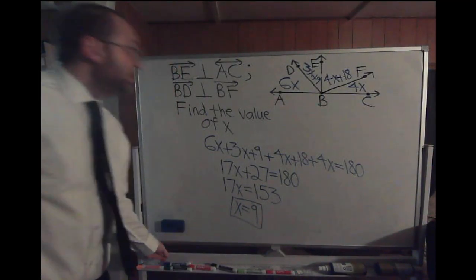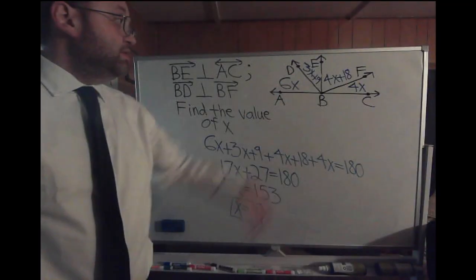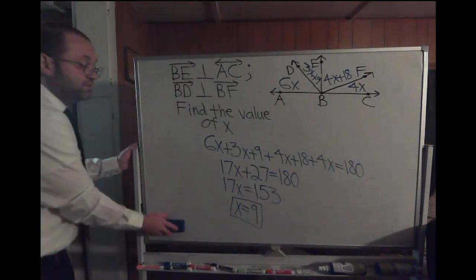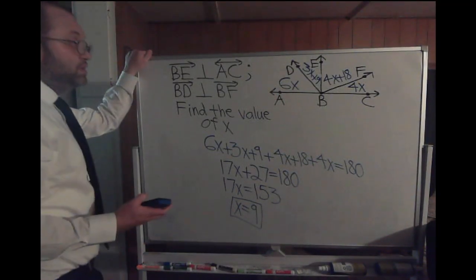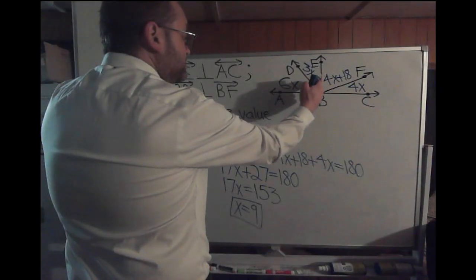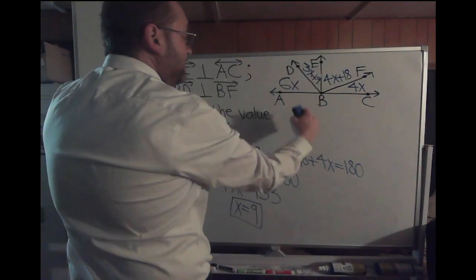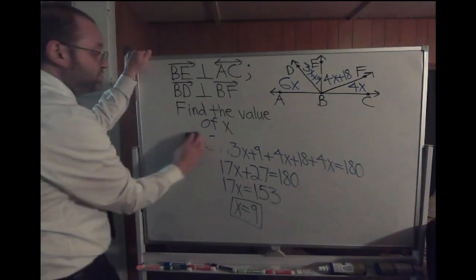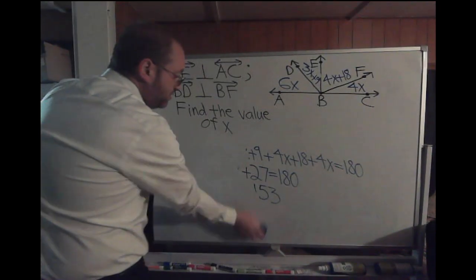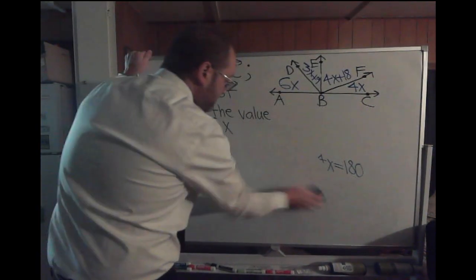So, pick your poison. You can do any of the 4 ways we've done it. If I were you, I would pick one of these 2 angles here, angle ABE or EBC, add those up to 90, because you're working with smaller numbers. Who wants to work with big numbers like we just did?